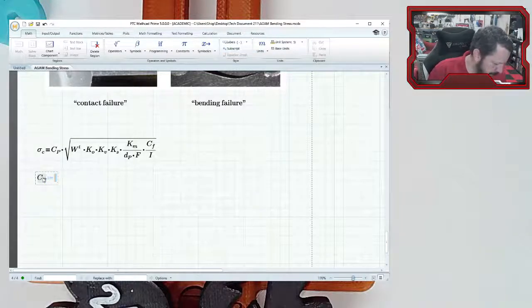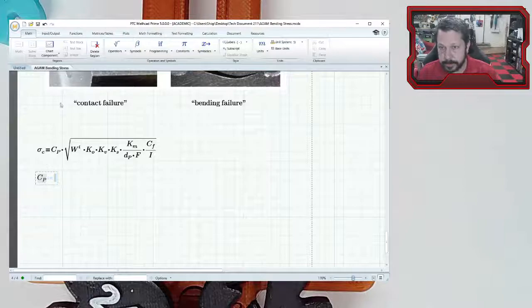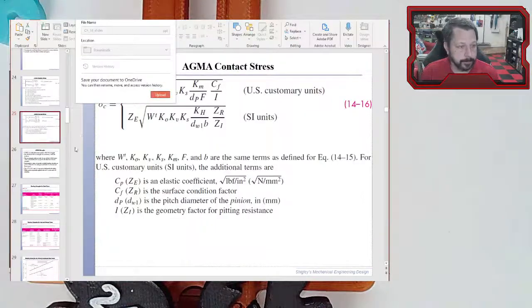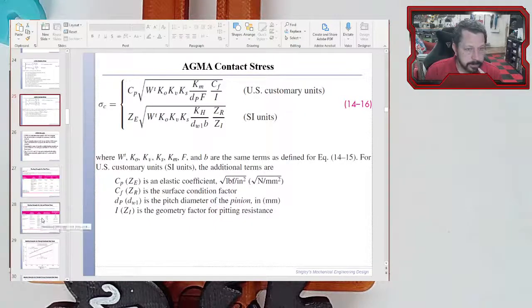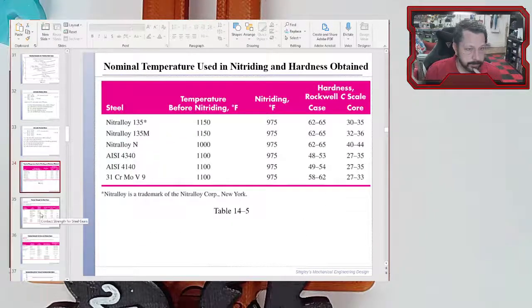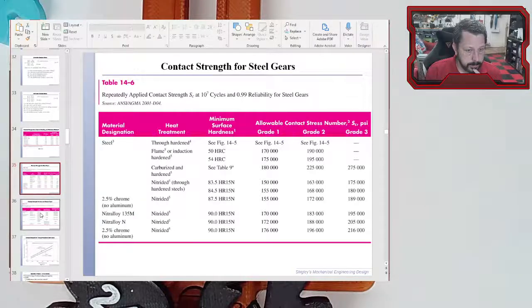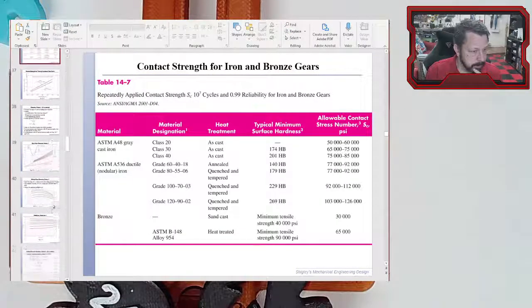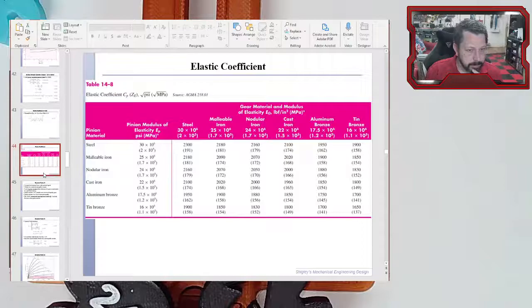But we also have a chart. Let's see if I have the chart in here. It looks something like, no, that's not it. If I don't have it, we'll get it out of the book. It's similar to these. There it is, right there. All right. So table 14.8, the elastic coefficient.